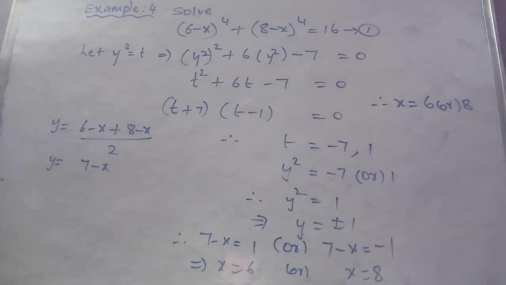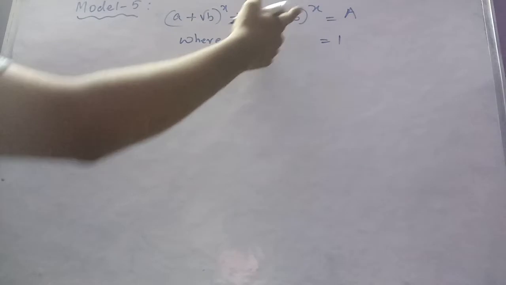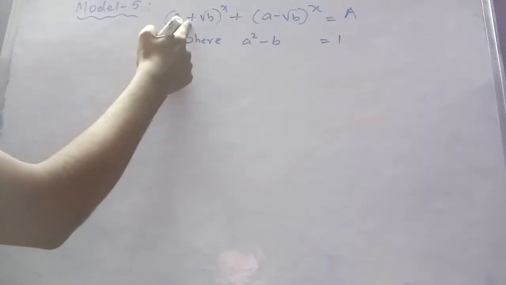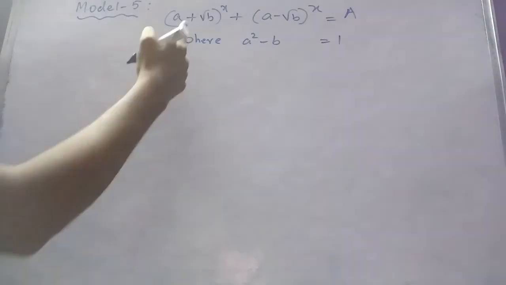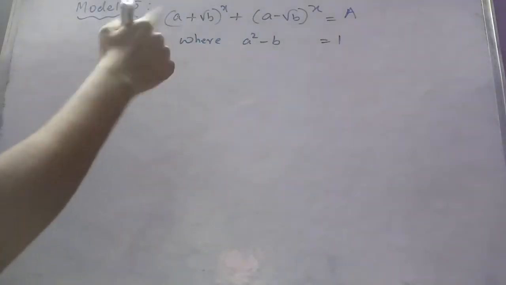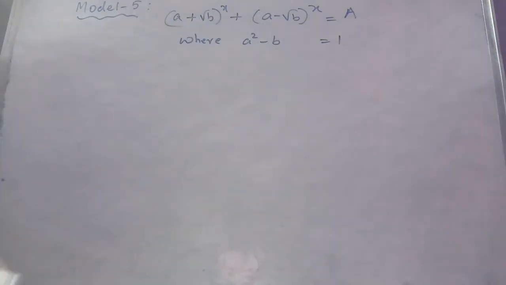Now let us see the next model. It is model number 5. Here in model number 5, the equations are of this form containing surds: (a + √b)^x + (a − √b)^x = a, where the product of these two surds, (a + √b)(a − √b), which is a² − b, is equal to 1. If that is the case, here is the method of solving it.